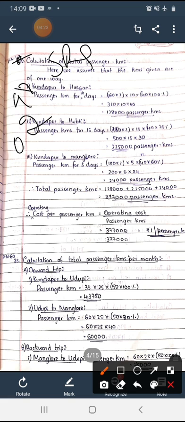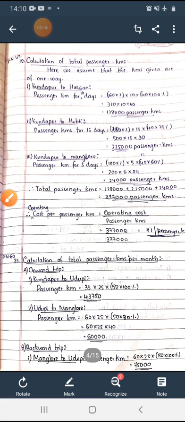First column capacity, next from, to, distance. First 10 days, capacity is full, from Kundapur to Hassan, the distance is 160 kilometers. Then next 15 days, 75% capacity from Kundapur to Hubli, 250 kilometers. Next 5 days, capacity 60% from Kundapur to Mangalore, distance 100 kilometers. The total operating cost for the month is 3,77,000. Ascertain the cost per passenger kilometer.